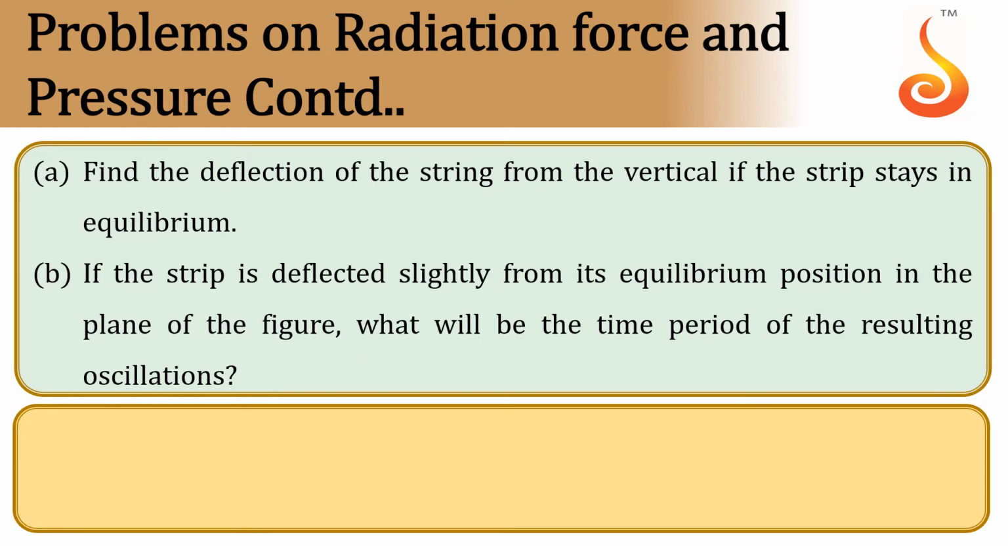Option A. Find the deflection of the string from the vertical if the strip stays in equilibrium. Option B. If the strip is deflected slightly from its equilibrium position in the plane of the figure, what will be the time period of the resulting oscillations?